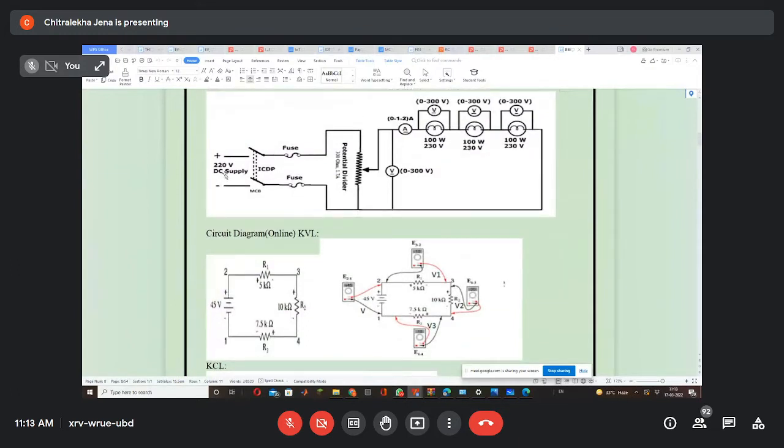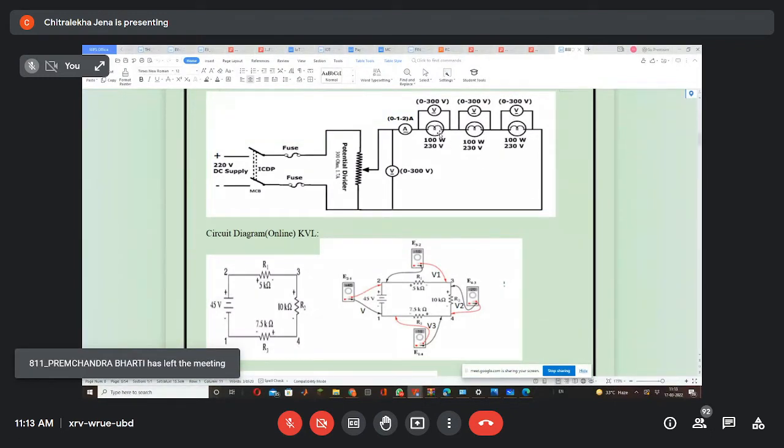Now come to here. Here also a 220 volt DC supply is given. This is the protective device. With the help of a potential divider, you are changing the voltage, and with the help of this voltmeter, you are measuring the voltage. You have connected three tungsten filament lamps. Why are we using tungsten filament lamps? Because these are all purely resistors.